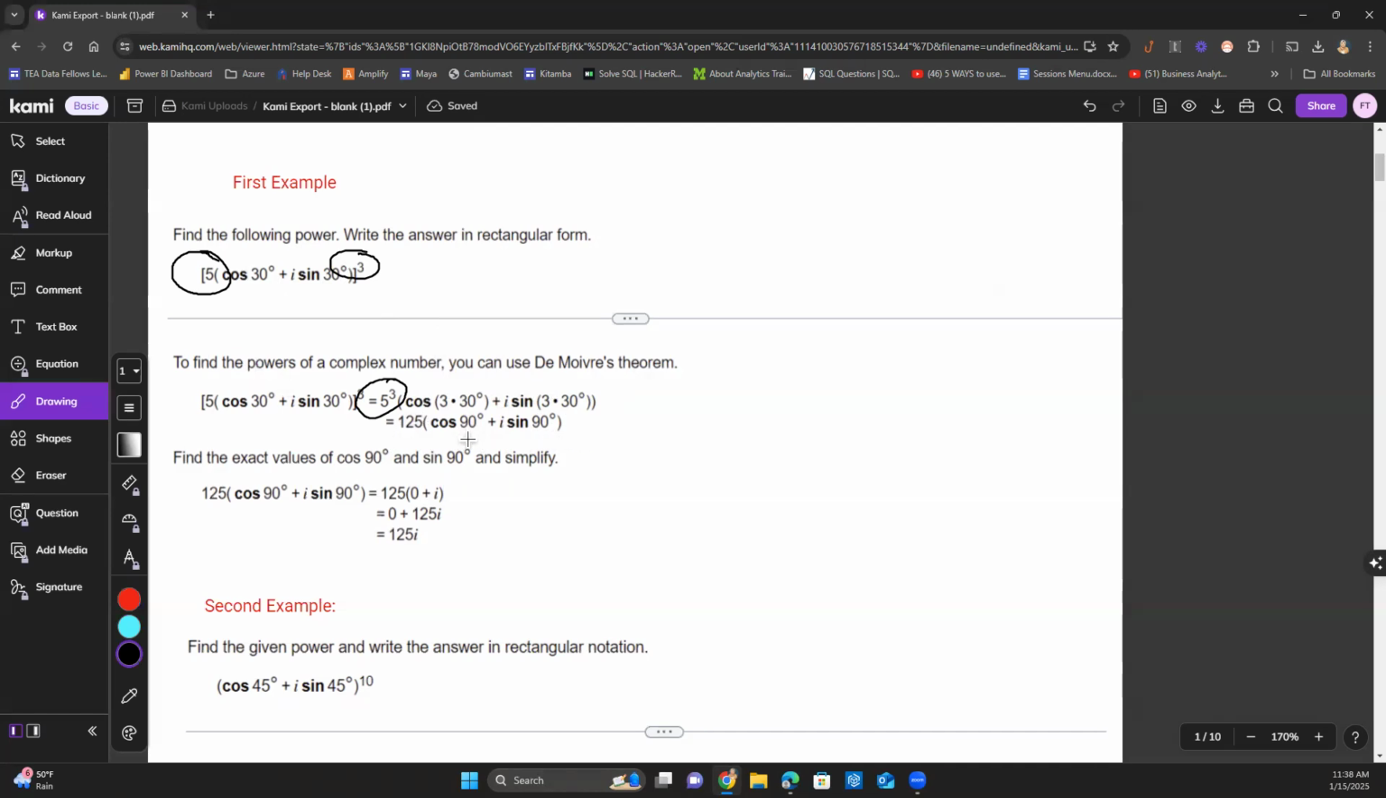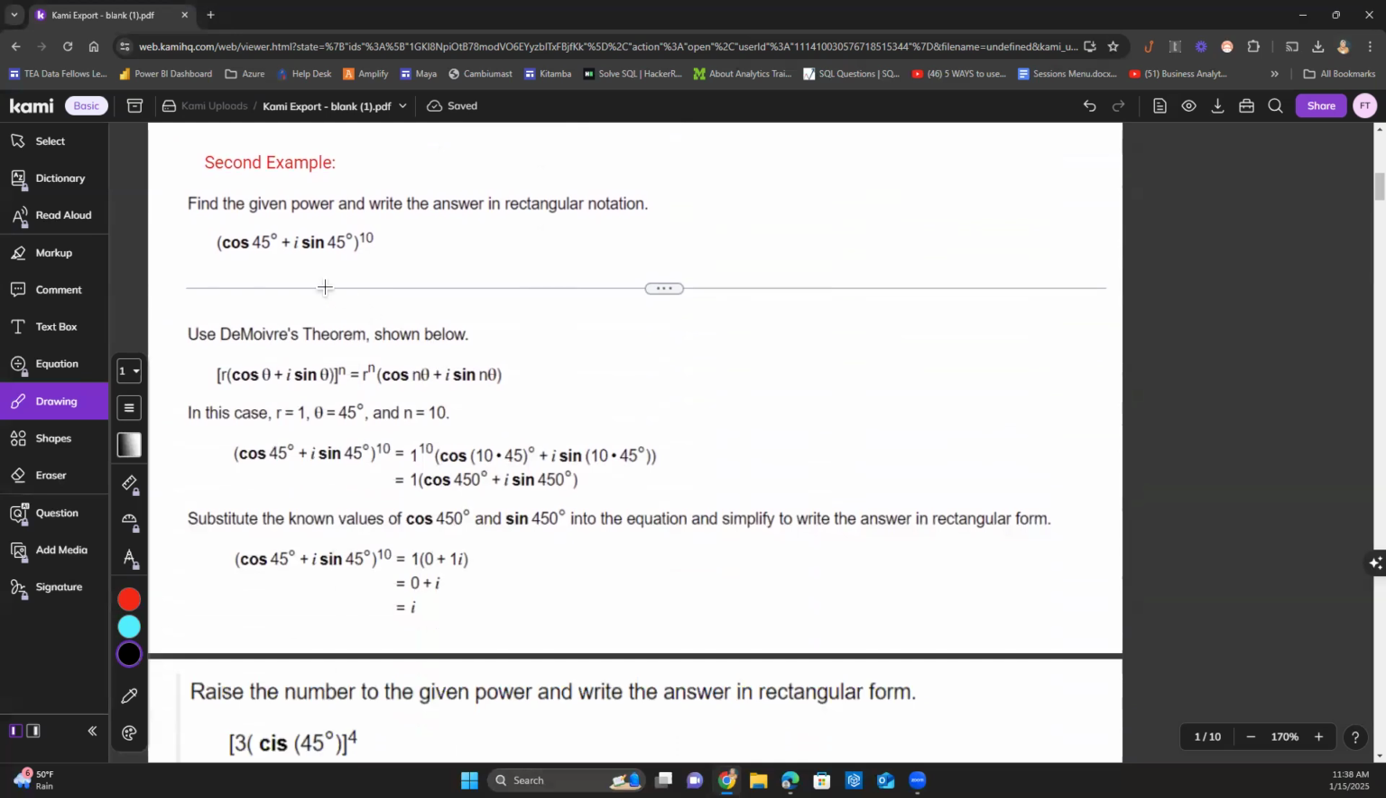But if we need to convert this back to rectangular form, we are going to just plug in the values. Cosine of 90 is equal to 0. Sine 90 is equal to 1. So that makes this part 1 times i, which is just i. And when we multiply it by 125, the expected answer for this first example will be 125i. The second example is very, very similar.